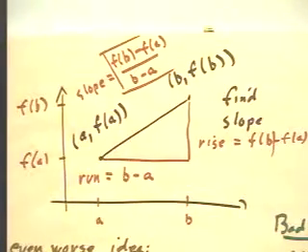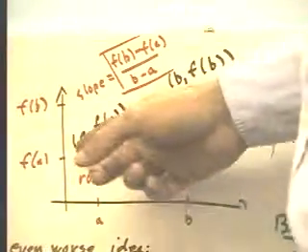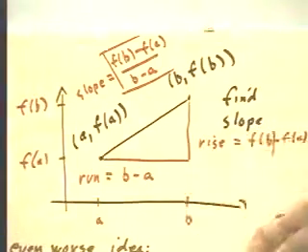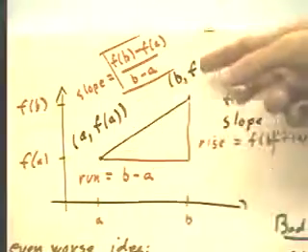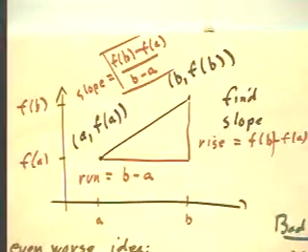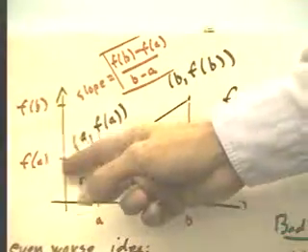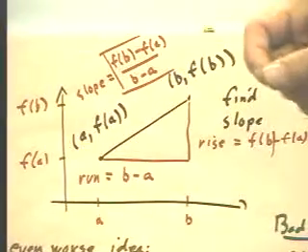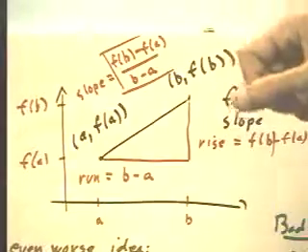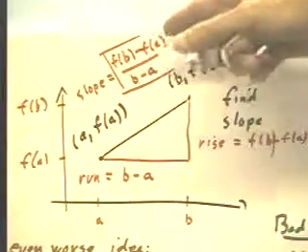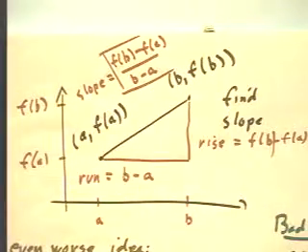Well, most people in the class did pretty well with this one. I simply said, well, the run goes from A to B, that's going to be B minus A. The rise goes from f of A to f of B, that's f of B minus f of A. Locating the points A and B on the x-axis and f of A and f of B on the y-axis, we easily see that these are the rise and the run, so the slope's going to be f of B minus f of A over B minus A.